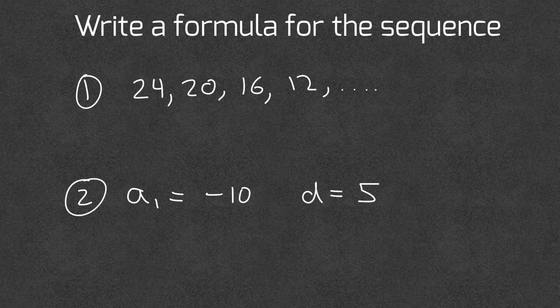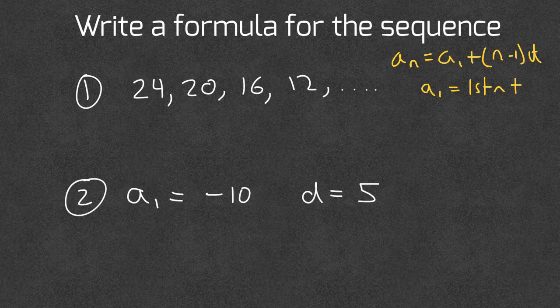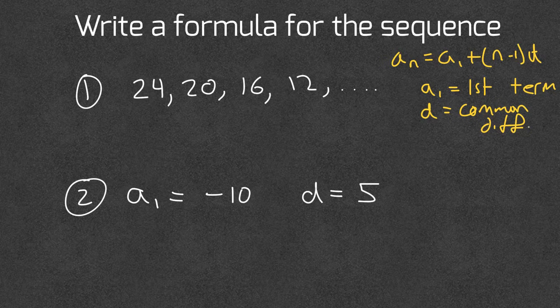So in order to do this problem, we need to first remember what the formula rule is. So our arithmetic formula is a_n equals a1 plus parenthesis n minus 1 times d. Okay, and we've got to remember that a1 is the first term, and then d is the common difference. Okay, so that's what we need to find. We need to find the first term and the common difference.